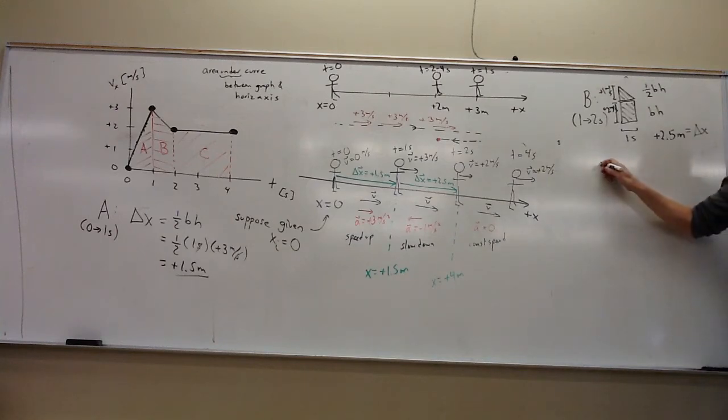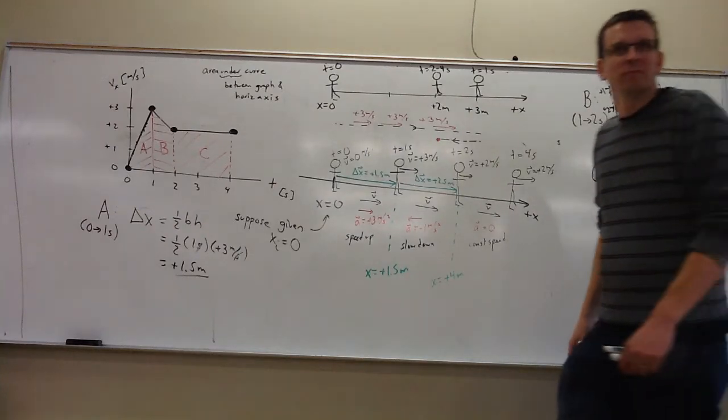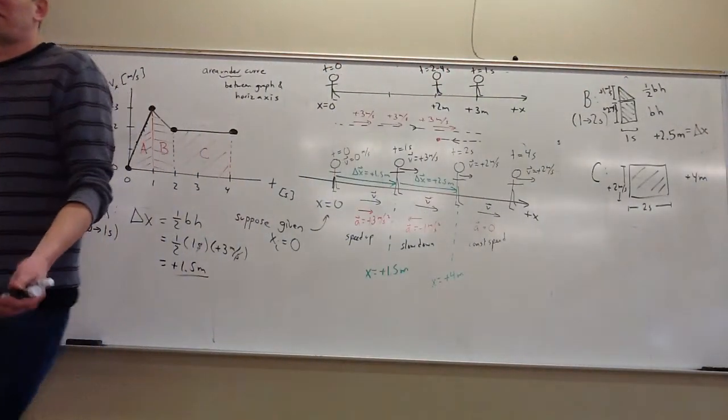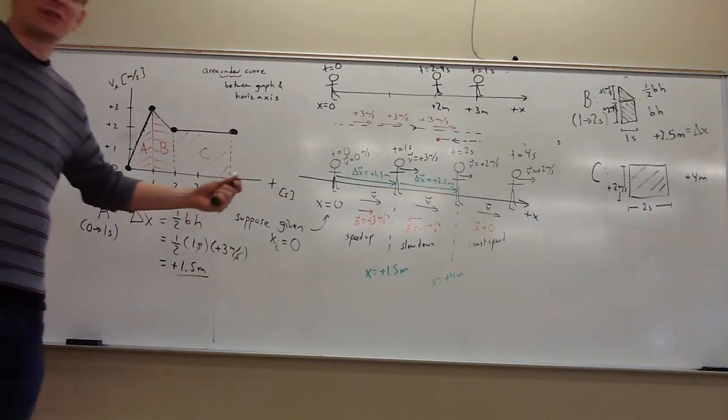Okay, so let's finish this off. Do segment C. Well, segment C is the easiest. It's just a rectangle. So the base is how wide? 2. 2 seconds. And what's the height of it? 2. Plus 2 meters per second. So base times height? 4 meters. Here, base times height is like rate times time, right? So you can kind of see there pretty straightforwardly, right? If you go 2 meters per second for 2 seconds, well, you multiply the 2 together, you'll get how far you went.